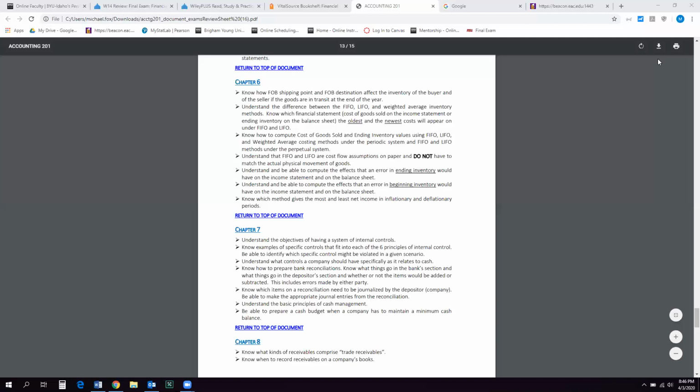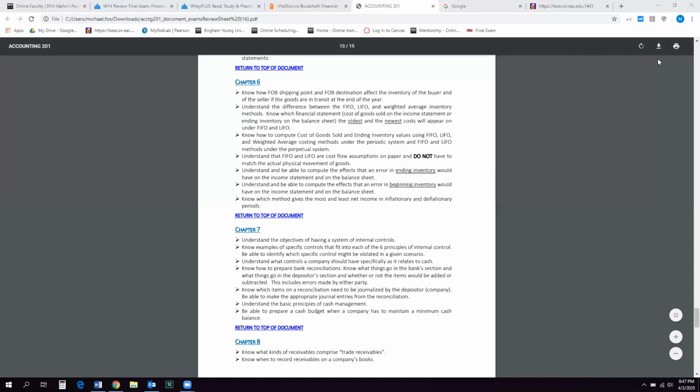Under last in, first out, the newest items are the first ones sold, which means that your cost of goods sold will be based on your newest or most recently purchased items, and your ending inventory will be based on the oldest items. And then weighted average is an average. So it's going to be somewhere in the middle, an average.